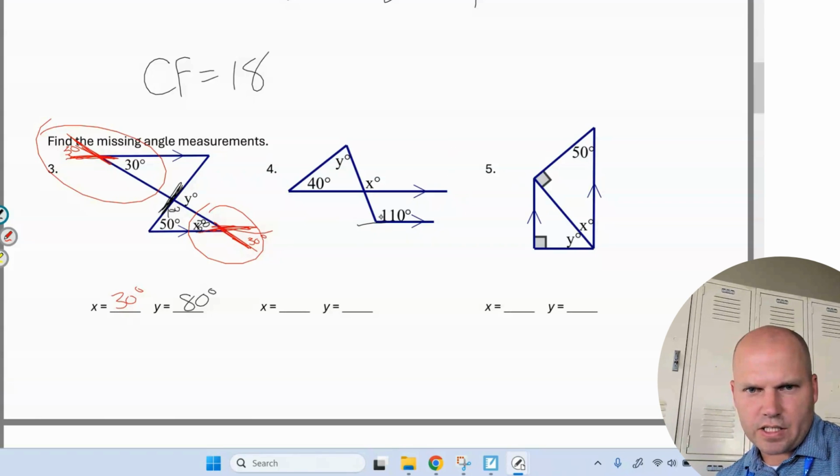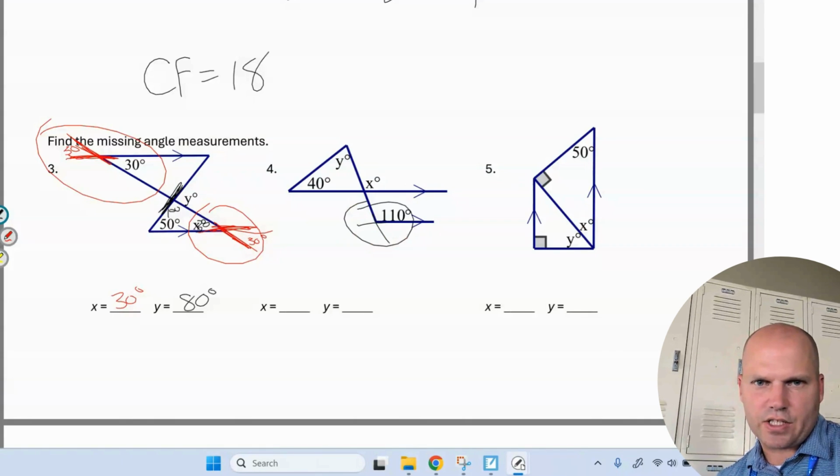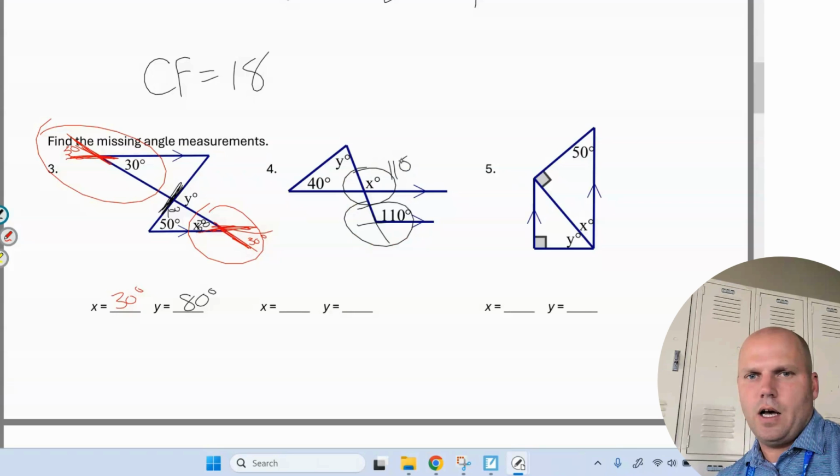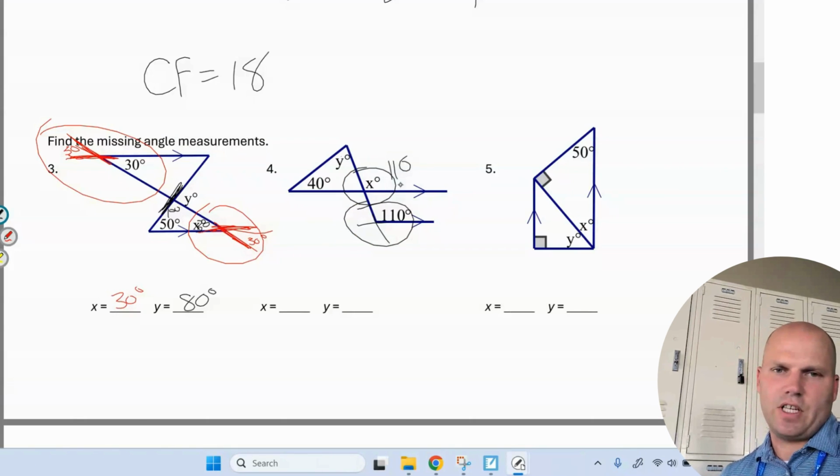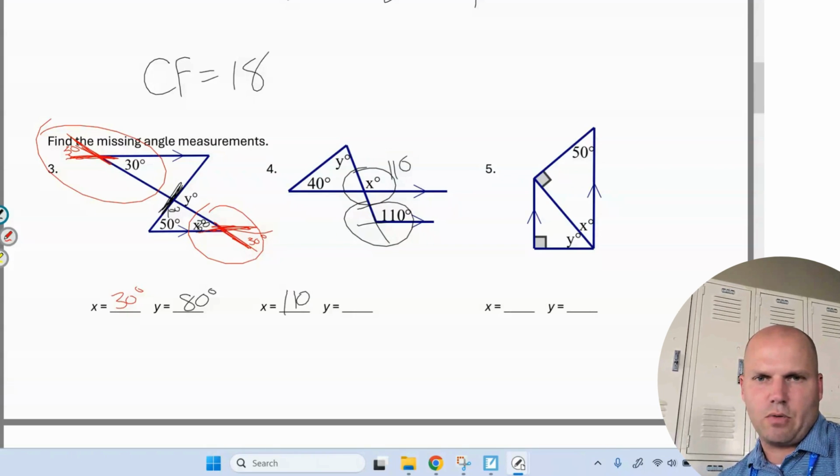If you extended this line and this line, you'd realize this is the same picture as this. That means X is 110. 40 plus 70 is 110. I actually know that Y has to be 70, but let's say you don't know that. You would know that this is 70, this is 40, this is 70, this is 70 as well. So they're both 70.